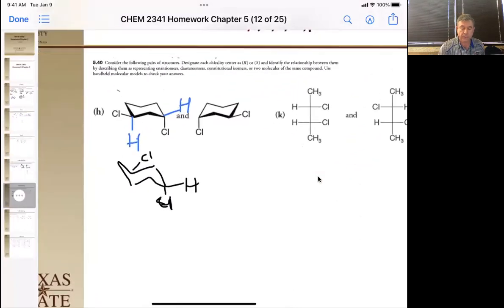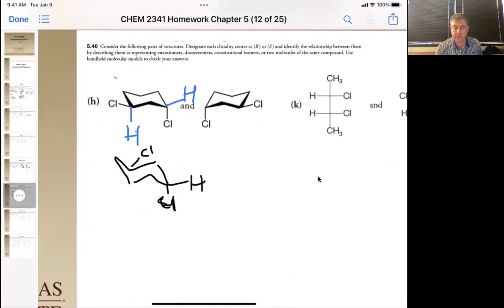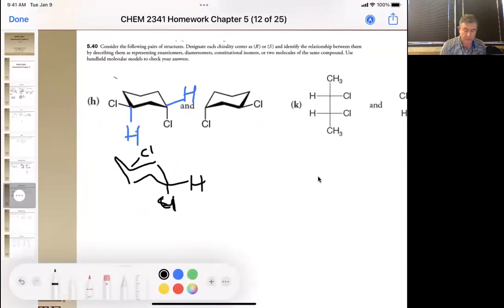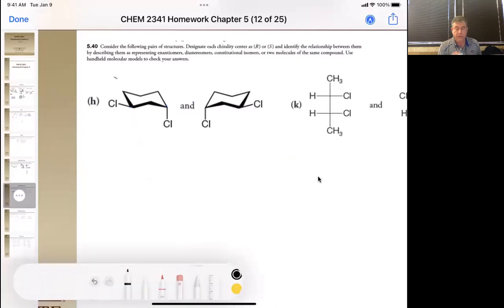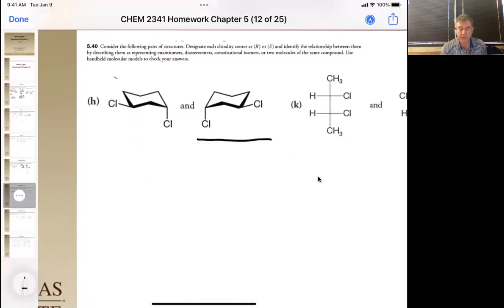Okay, so let's do this one right here. We're going to consider these pairs. And I guess I'm going to try to erase this right here. One of the things you can do here to see if they're the same is to look and see if they are mirror images of each other. So if we were to draw the mirror image of this one right here, it would be Cl, and then we would have the chair going this way, and the Cl would be there, and then the other Cl would be here.